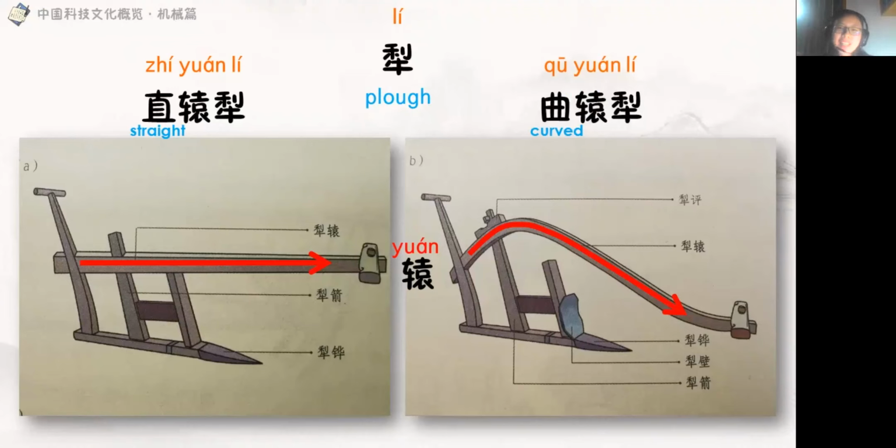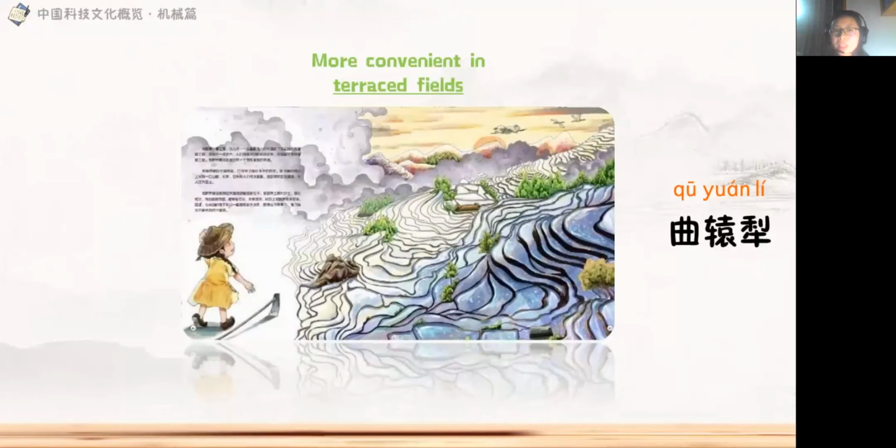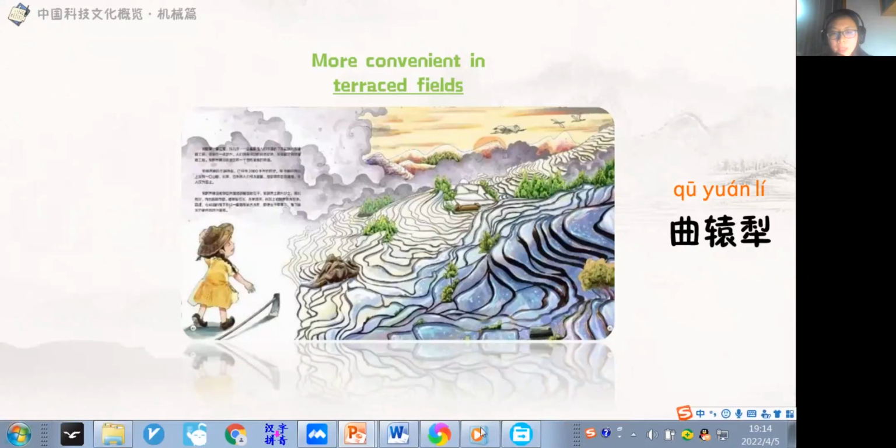The curved plow is more convenient to use, especially in terraced fields. In the southern part of China, there are more terraced fields than in the northern part. Terraced means the fields are like steps. Each field is very small. So 曲辕犁 makes land preparation easier when turning around. Let's watch a video about how to use this tool, 曲辕犁, to prepare the land.